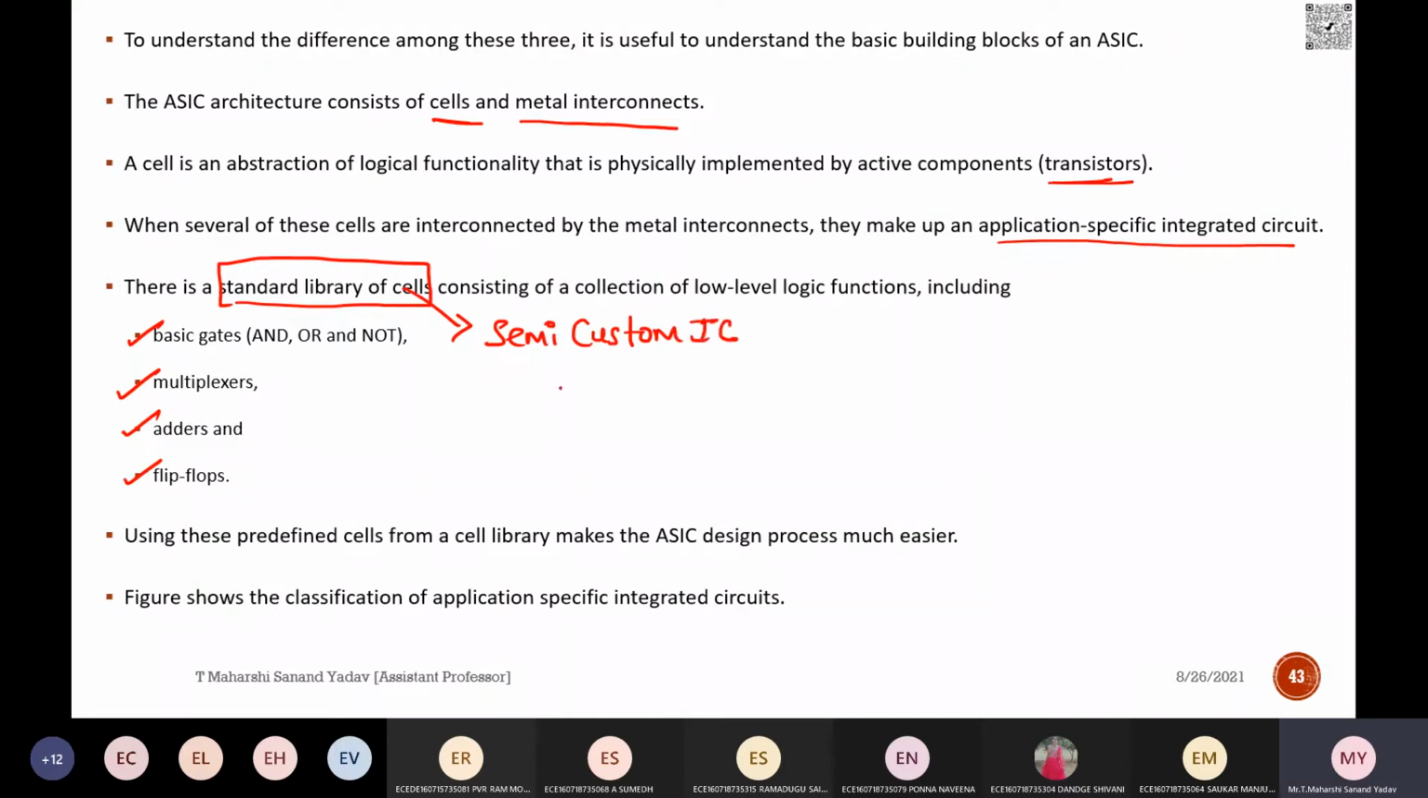Generally the standard cell library is mostly used while designing semi-custom integrated circuits. Whereas for full custom, we won't use anything. We will design everything right from scratch, so it will work only for one particular application. Any modifications can't be made once it is designed. Using these predefined cells from the cell library makes the ASIC design process much easier.